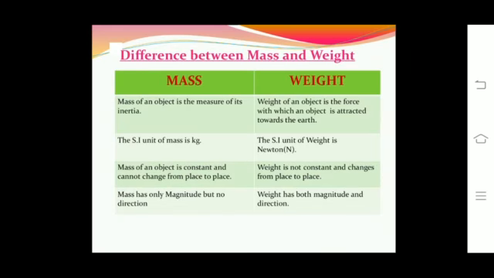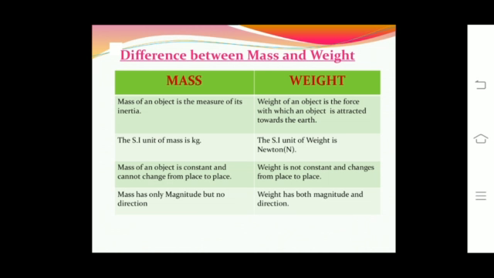What is the difference between mass and weight? As we have already studied, mass of an object is the measure of its inertia. That is, greater the mass of an object, greater will be its inertia. Whereas, weight of an object is the force with which that object is attracted towards the earth. The SI unit of mass is kilograms, whereas the SI unit of weight is Newton.